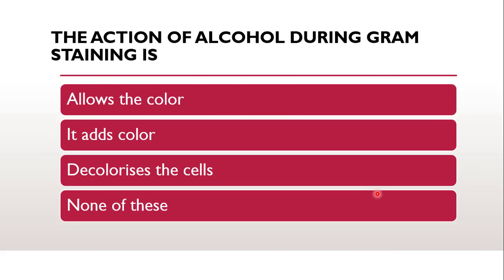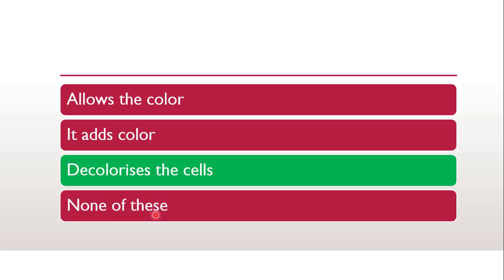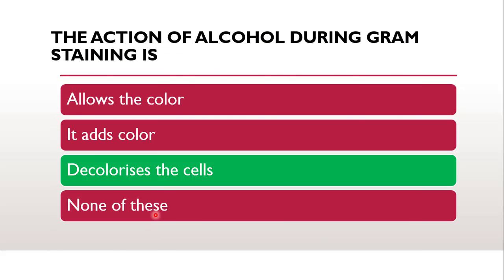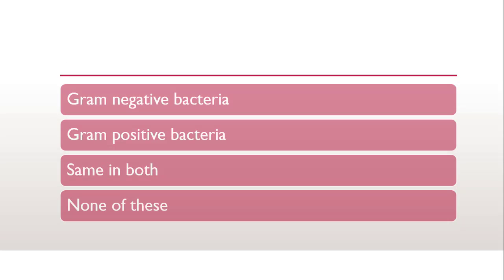Next question is, the action of alcohol during gram staining is whether it allows the color, adds the color, decolorizes the cell, or none of these. The correct answer is, it decolorizes the cell. The alcohol used as the decolorizer in gram staining will decolorize the cells just for the identification purpose.